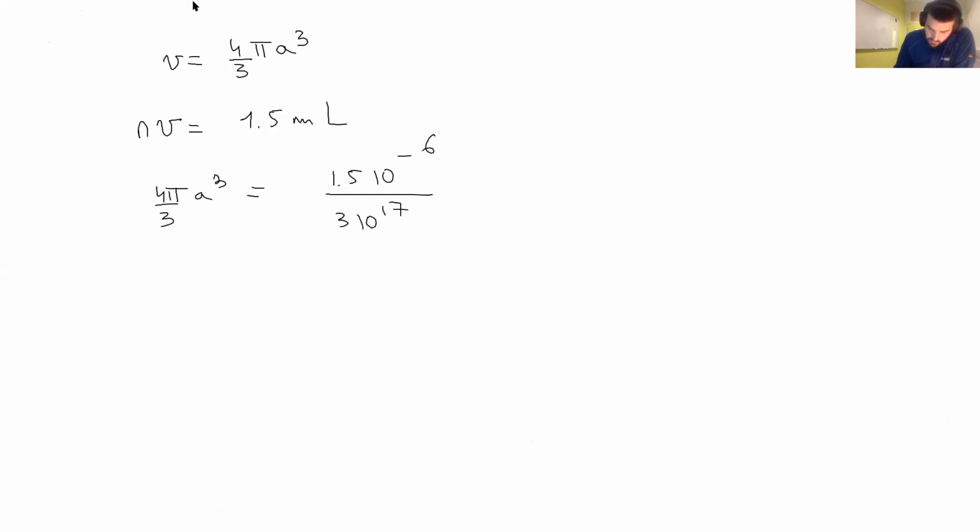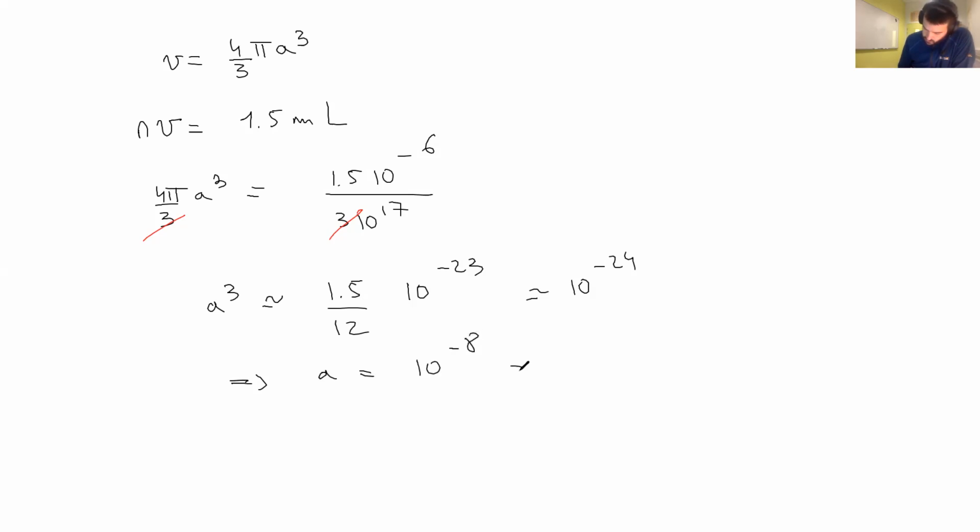All right, so now what do we get? We get something like 1.5 over 12, let's say, 10 to the minus 6, 10 to the minus 23. And then this is like 10 to the minus 24 or something like that, due to the 12 over 1.5, which means a is equal to a third of that, which is 10 to the minus 8, which is 10 nanometers.